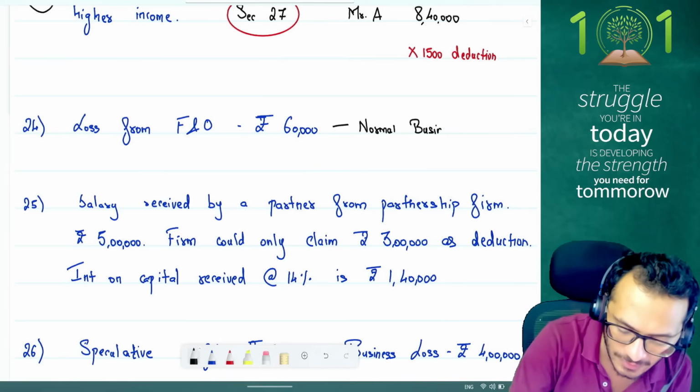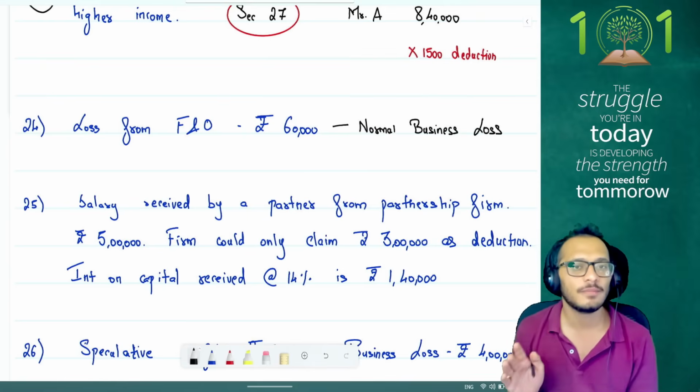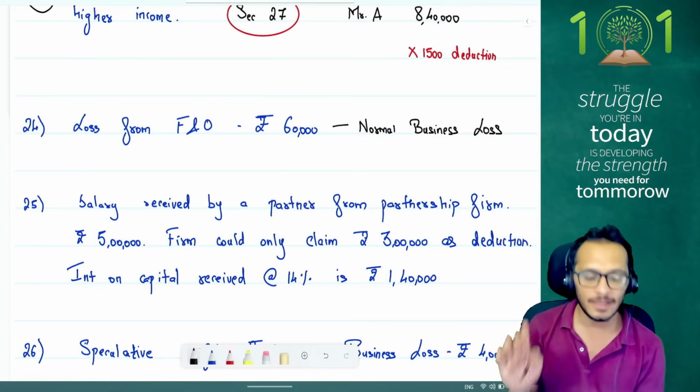Loss from F&O is a normal business loss. It is not going to be treated as a speculative loss. Because it is not treated as a speculative loss and it's a normal loss, you can set off against any head other than salaries. So be very careful on that part of it.